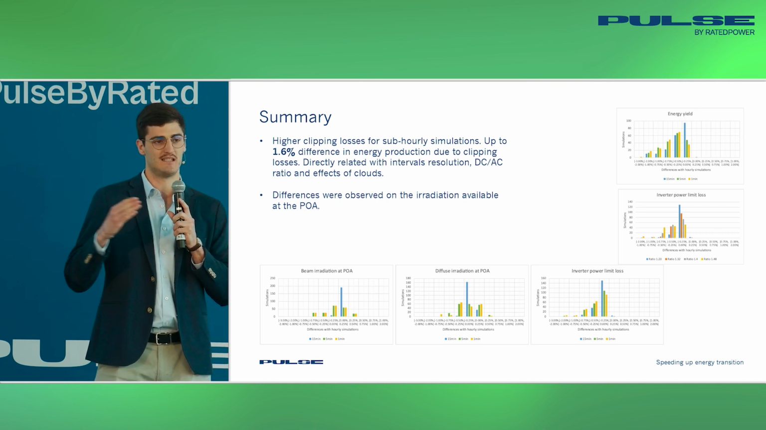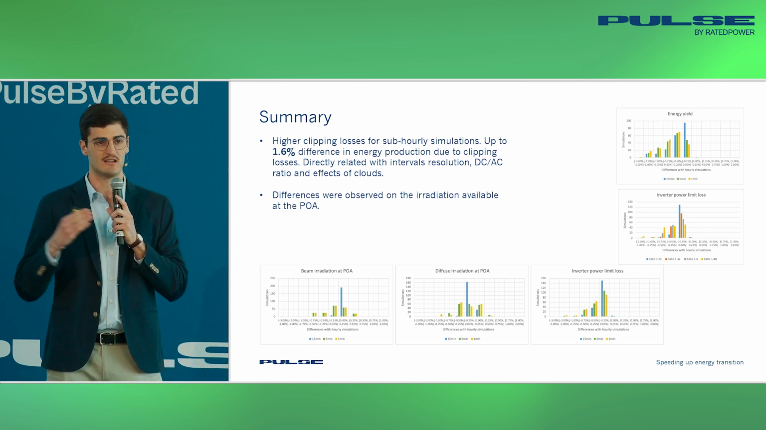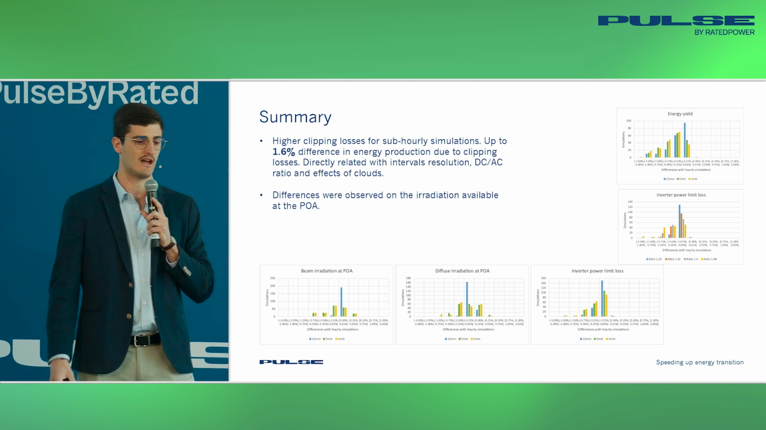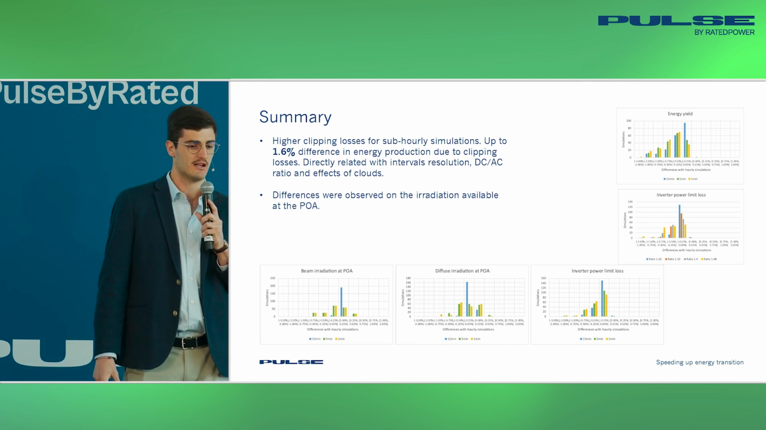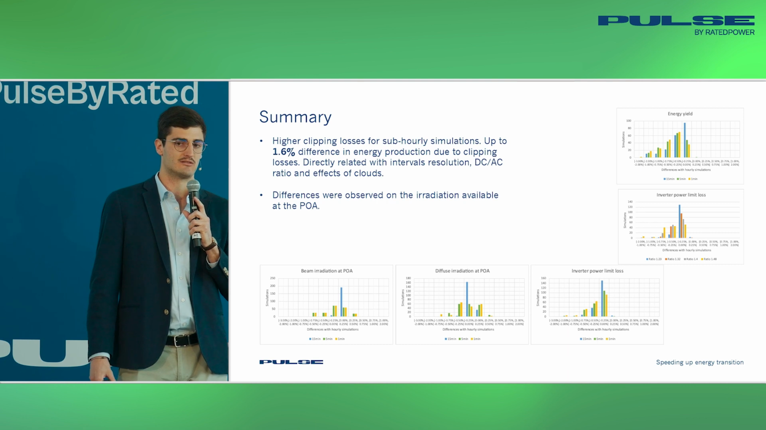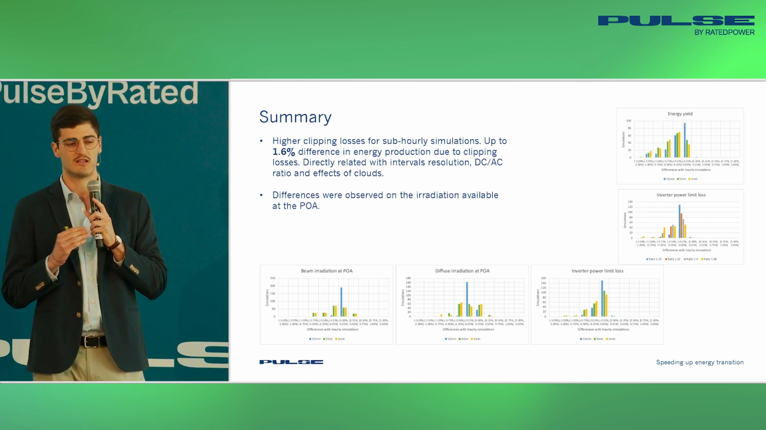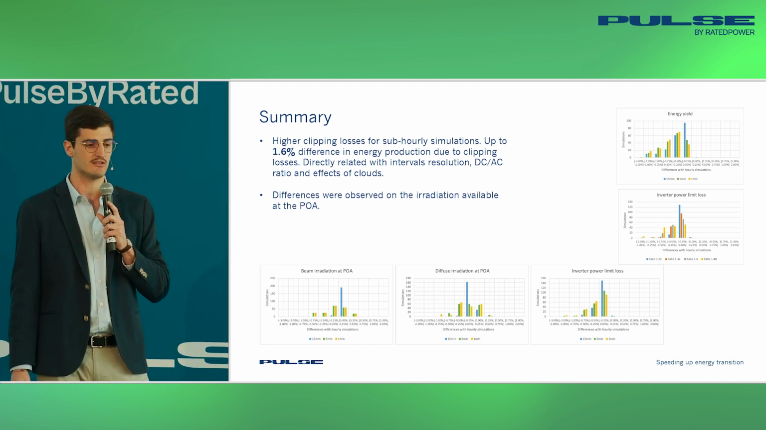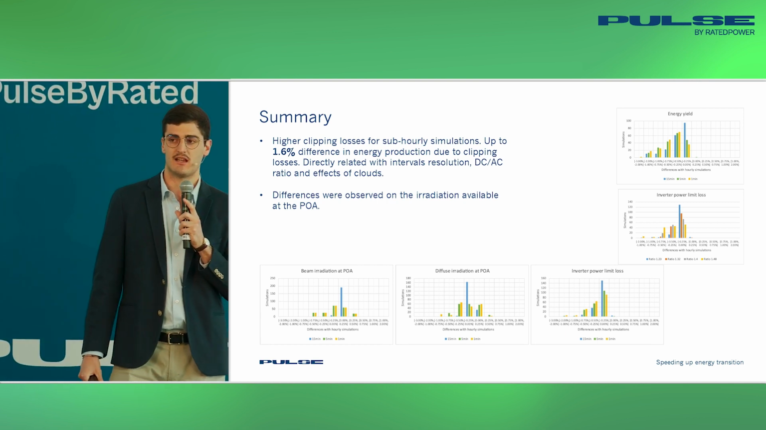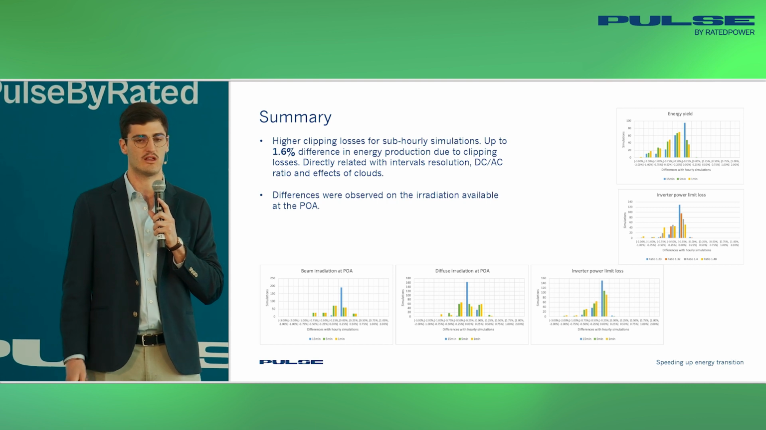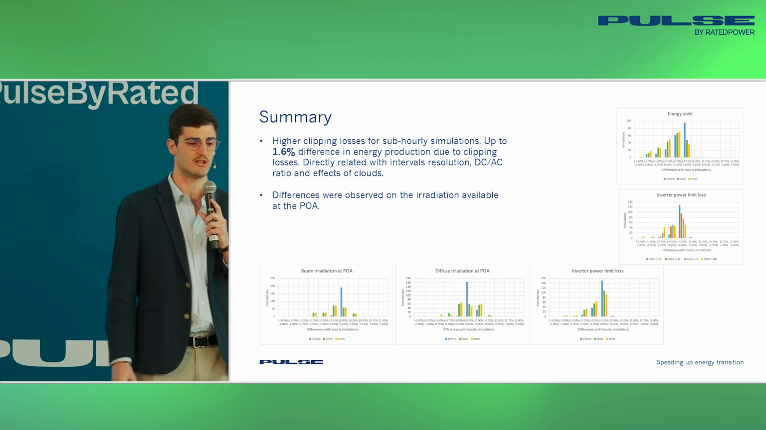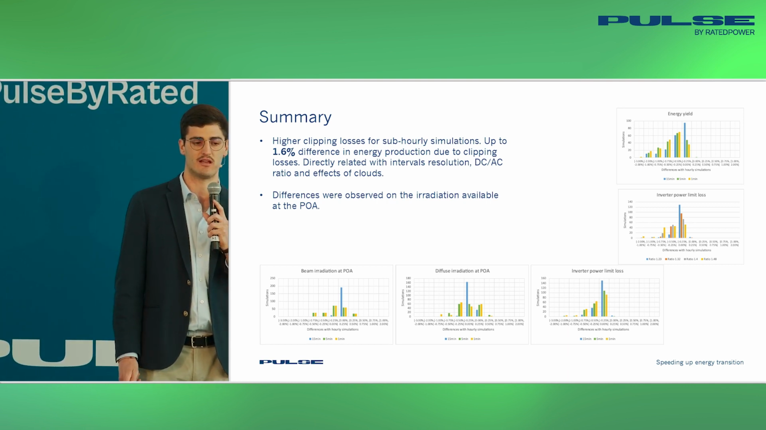As we increase the DC-AC ratio, of course, we are getting more clipping losses. So we have also this effect. And with the effect of clouds. So if we go to a climate, to a place in which the presence of clouds is higher, we will observe that the differences with sub-hourly and hourly simulations will be higher in terms of clipping losses.